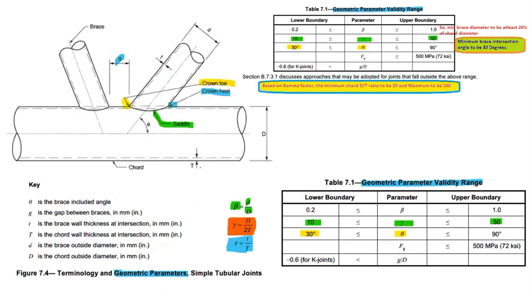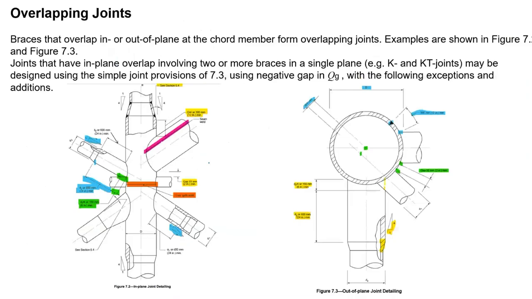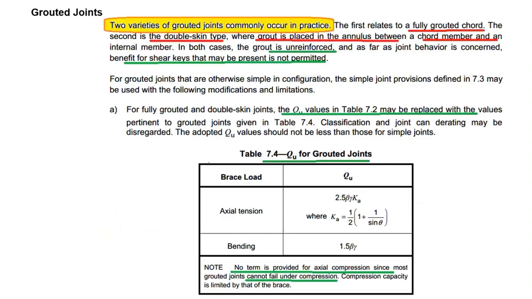Okay. And this we have already seen. This also we have seen. Overlapping joints also we have seen. Grouted joints, if you see here, two varieties of grouted joints commonly occur.